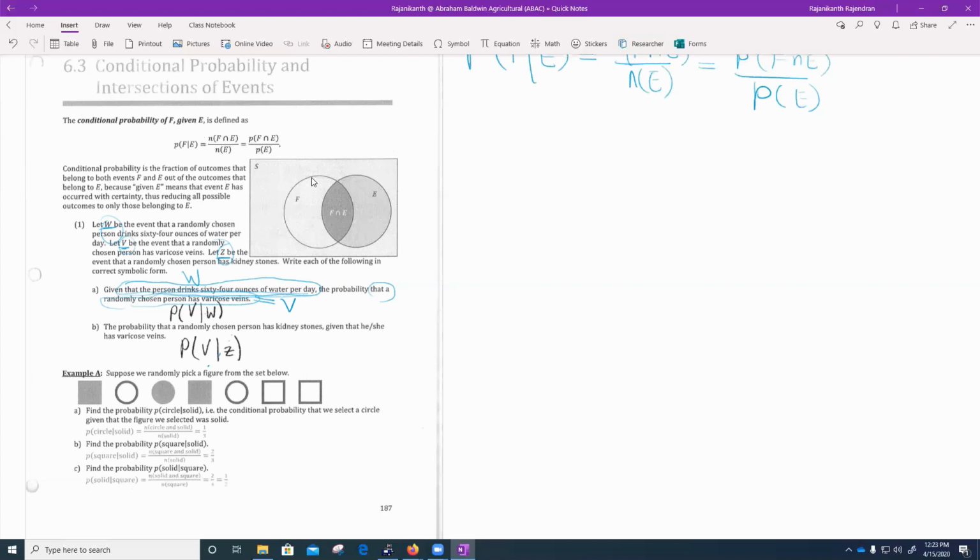I apologize for the second answer. There's a typo, that is not correct actually. The probability that a randomly chosen person has a kidney stone. This is the one we are interested in, finding the probability of those who have a kidney stone. So this is going to be my event Z, right? But the given event was that he or she has a varicose vein. Therefore, the probability of Z given V is the correct answer.